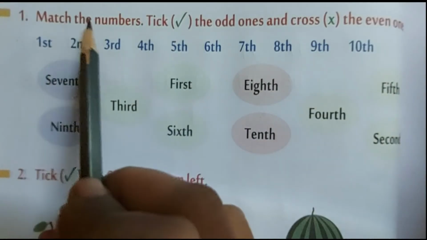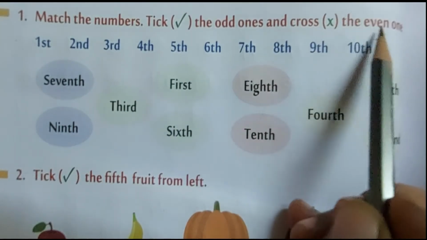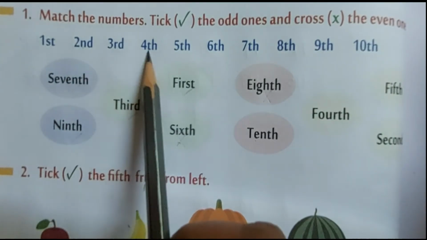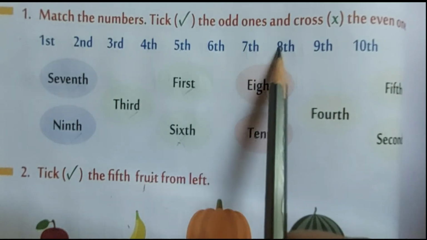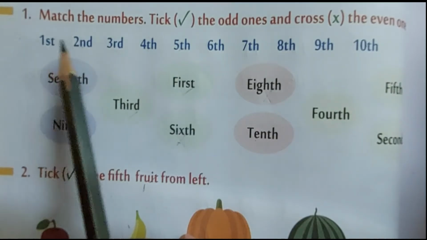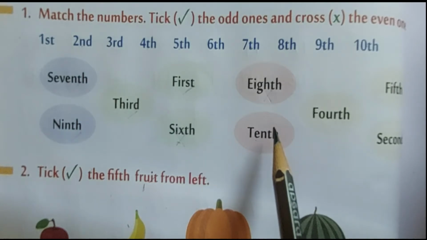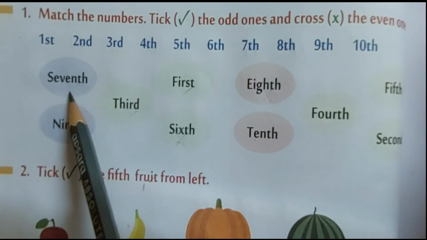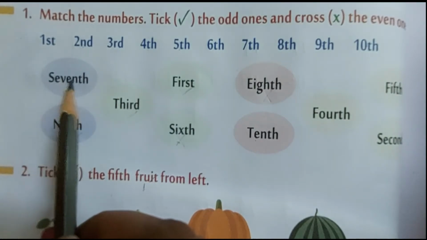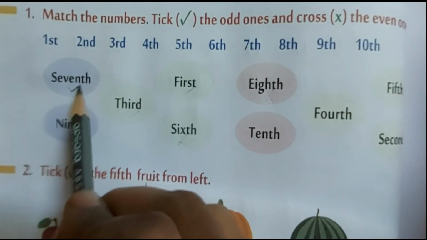Read the heading. Match the numbers, tick the odd ones and cross the even ones. See here, children. First, second, third, fourth, fifth, sixth, seventh, eighth, ninth, 10th. These are the short forms of ordinal numbers. Here they have given the ordinal numbers. We have to tick the odd ones and cross the even ones. First one, SEVENTH, 7th. 7th is an odd one, so we have to tick it.